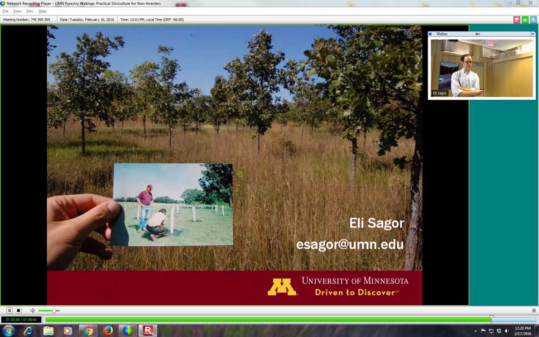Someone asked early in the presentation if doing nothing was a silvicultural technique. Thank you. Could you comment on no harvest? Yeah, certainly no harvest is an option.